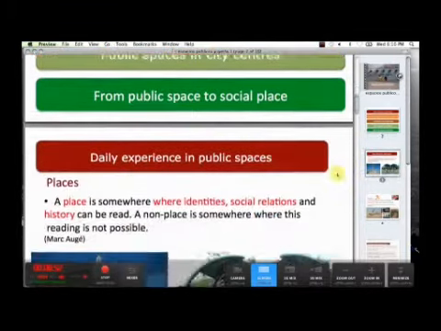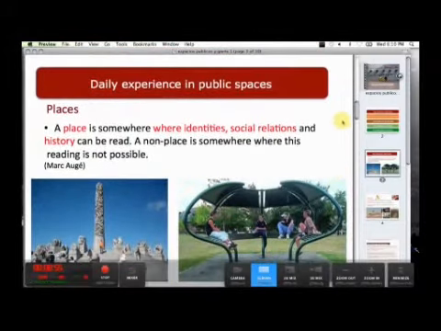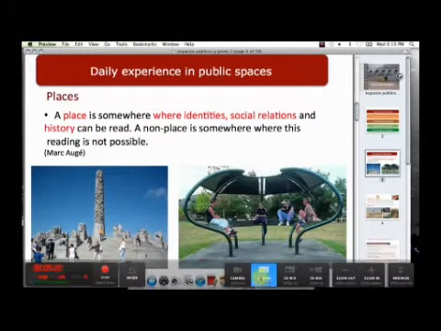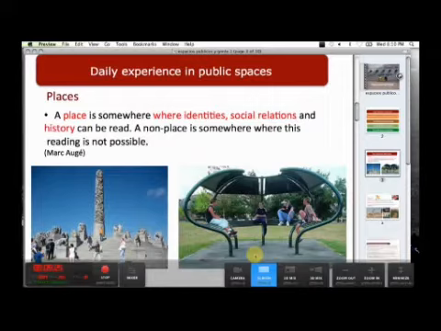So we start with daily experience in public places. So I think it would be interesting to think about two very basic notions, concepts, which are place and non-place. It is interesting to think that places and non-places are generally confused both by authorities and also by people somehow.